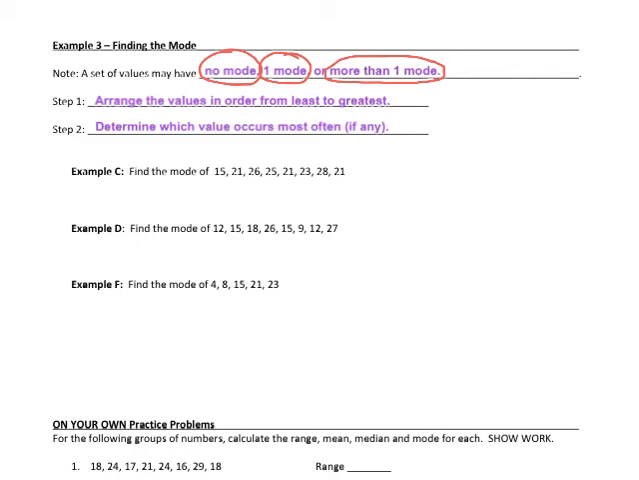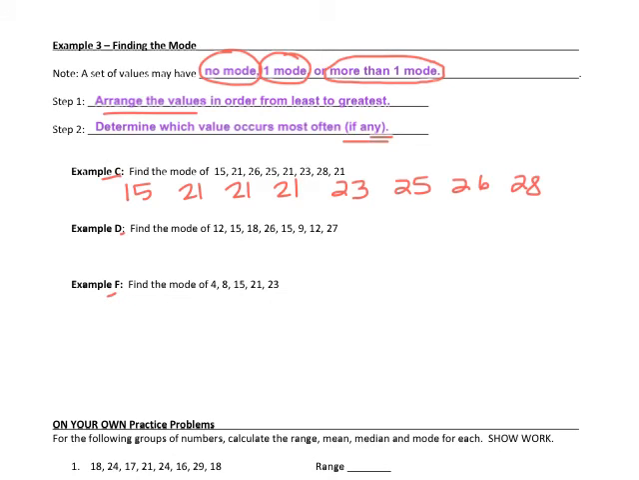So we're going to take a look at each one of these. Examples C, D, and F will have us look at each type that I just mentioned. So for step 1, I think it's a good idea that we arrange the values in order from least to greatest. That's going to help us identify if there's repeated numbers in a set. That would be the mode. And we want to determine then what value occurs most often, if there is a number that occurs most often. So the first thing is to put the numbers in order.